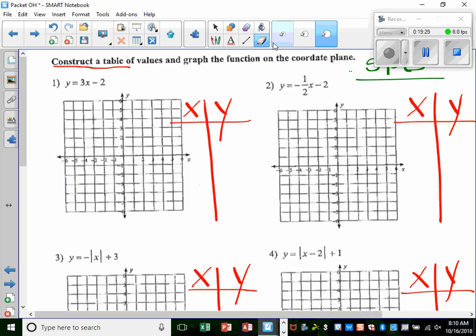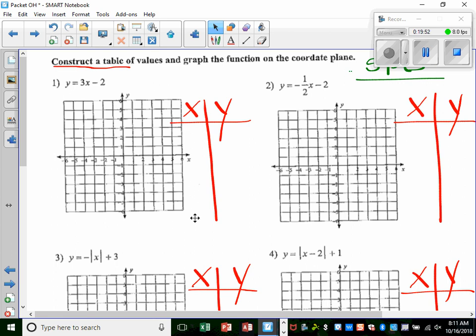We call these T tables because it looks like a T. Just make a T, put X, Y, and you make your own table. So for page 8, you got to make a T table for each one since they're not already made for you like on page 5. Also, you get to choose which x values you would like to use.